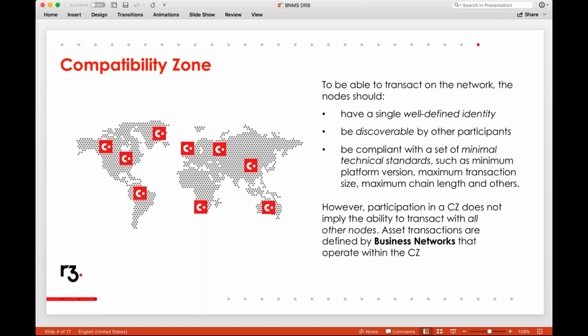Yeah, thanks, Mike. Before we do that, can I double check that I understood it correctly? It says here the nodes have a single well-defined identity and are discoverable. Am I correct in understanding that the compatibility zone must agree on who the network map is, or where we find the network map, whatever that precisely is, and who the doorman is? Yeah, so a compatibility zone defines a group of services plus the technical parameters which everyone has agreed on. Okay. Yes, the answer is yes to both.